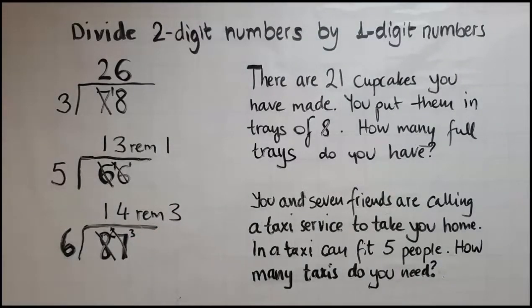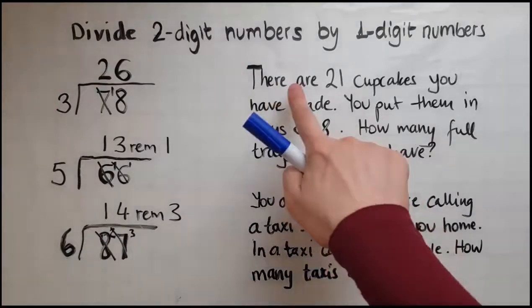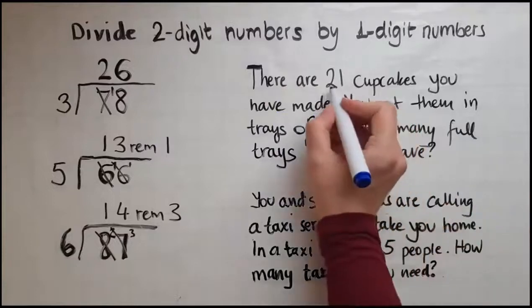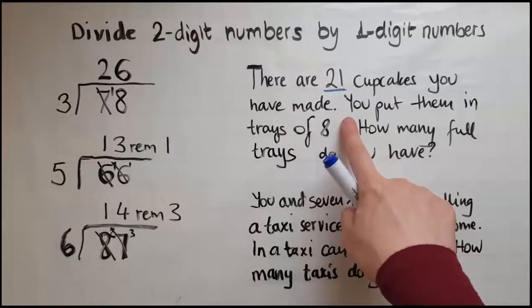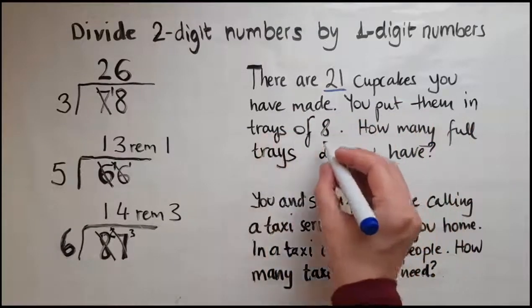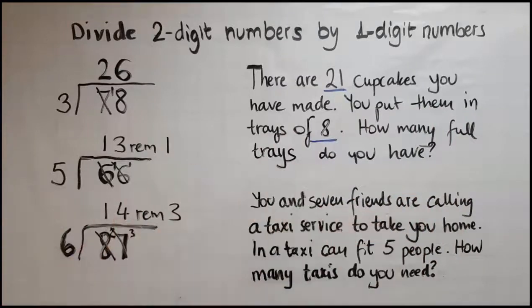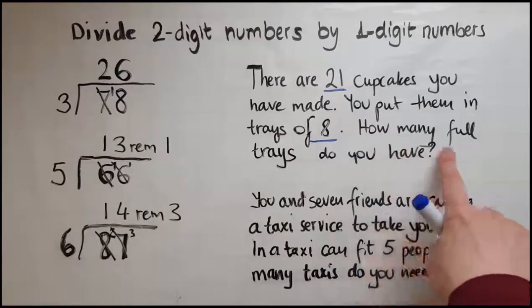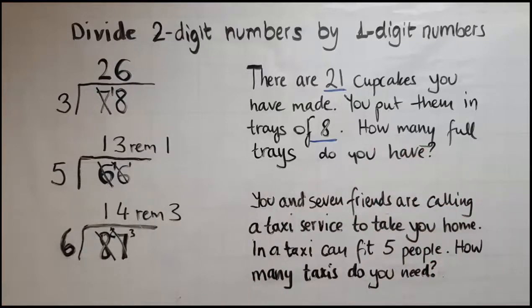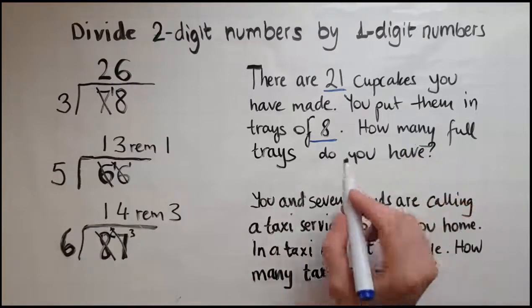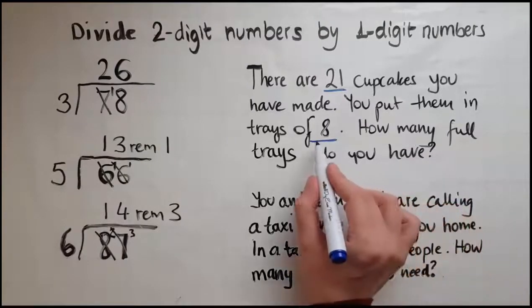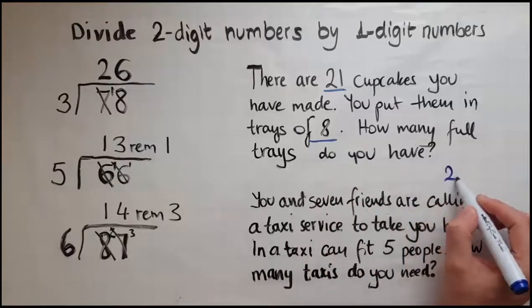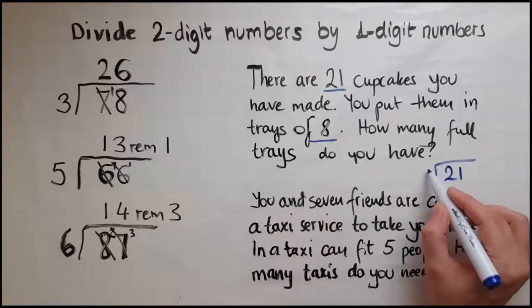Now I've got a couple of examples of division questions. There are 21 cupcakes, so that's an important thing to know. 21 cupcakes you have made. You put them in trays of 8. So you're going to fill the trays with 8 in each tray. How many full trays do you have? Let me divide to find out, because filling the trays or sharing equally means division, and there are 8 in each tray. So I'll go 21 divided by 8.